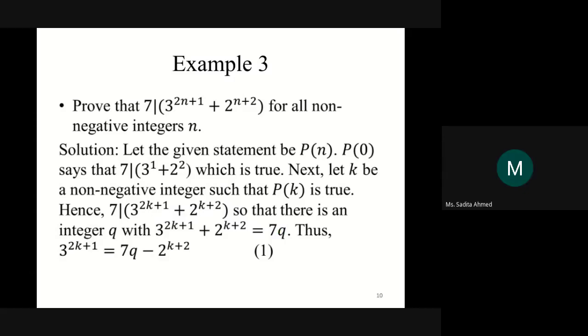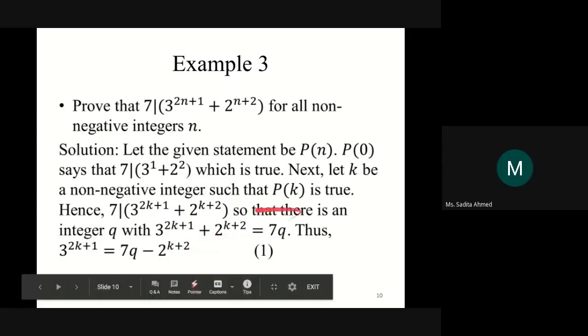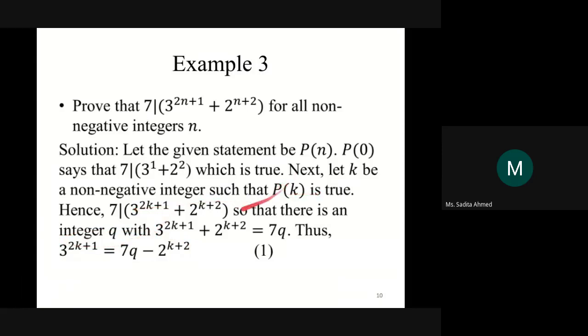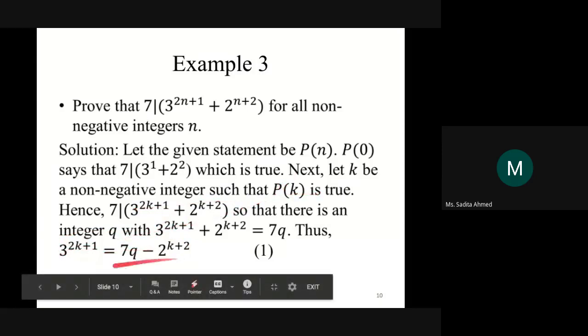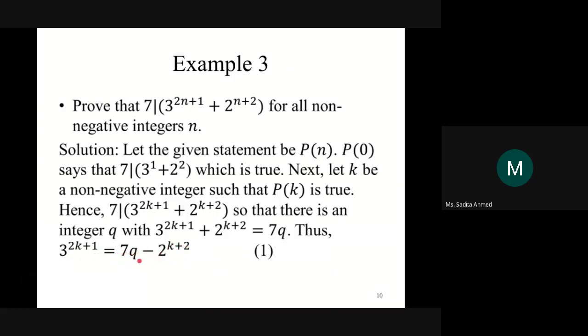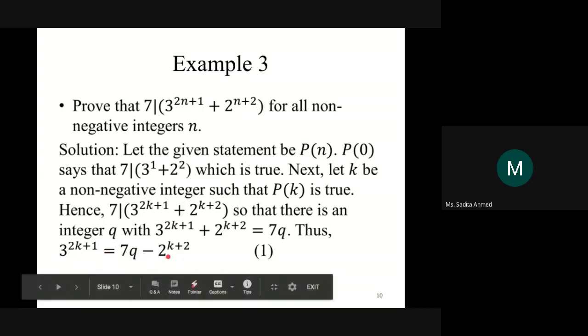Now we'll use this to get a value for 3 to the power of 2k plus 1. If we take 2 to the power of k plus 2 to the right hand side, we get 3 to the power of 2k plus 1 equals 7q minus 2 to the power of k plus 2, which holds based on the assumption. We are allowed to make this assumption, so 3 to the power of 2k plus 1 is equal to 7q minus 2 to the power of k plus 2 for some integer q. Now, the reason we are doing this is, first, think about what we have to prove.